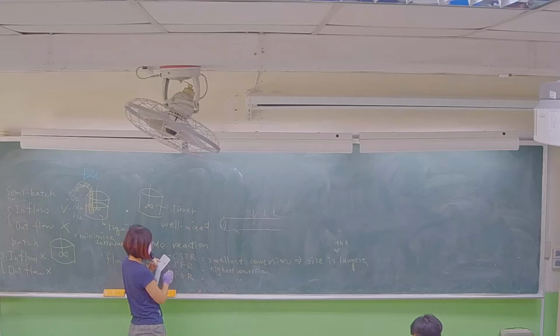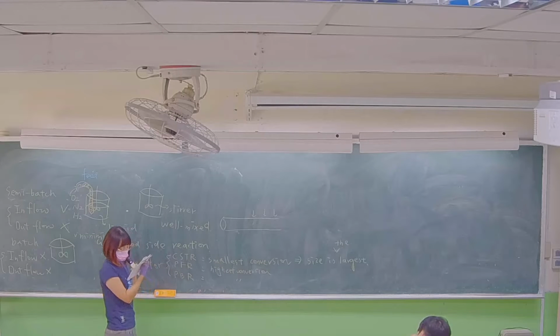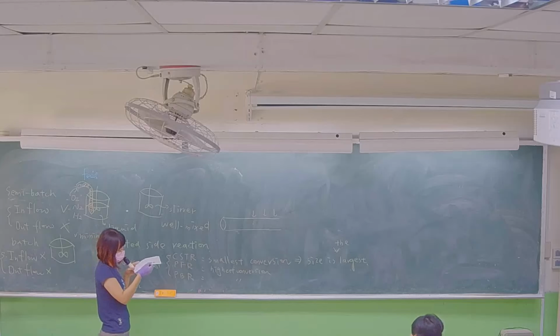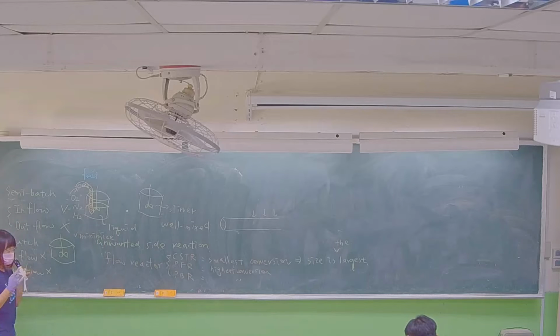The tubular type has the highest conversion, and CSTR has the smallest conversion. So what are the disadvantages? I think they are very similar to PFR. The first disadvantage is difficult to control temperature, like PFR. The second one is only for PBR: catalyst is usually hard to replace.